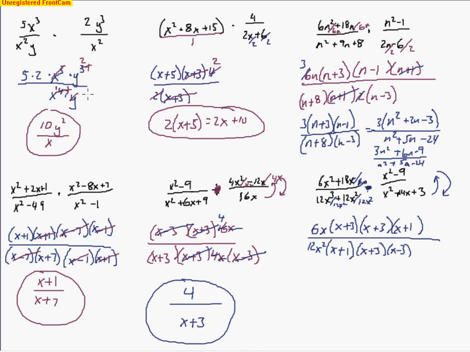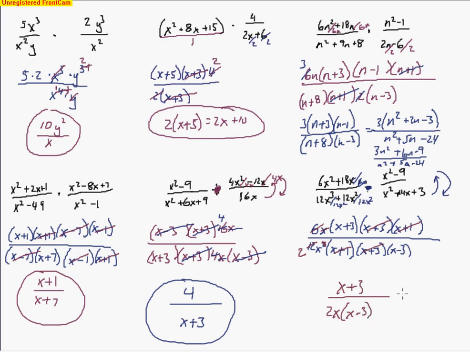So what do we have here? Looks like an x plus 3 is going to cancel. X plus 1. And the 6 goes into 12 2 times. This x will take away one of the x's on top. So what do we have left over? Looks like an x plus 3 on top. Down below, we got a 2 and an x, and an x minus 3.